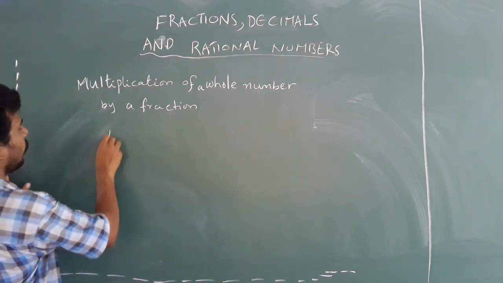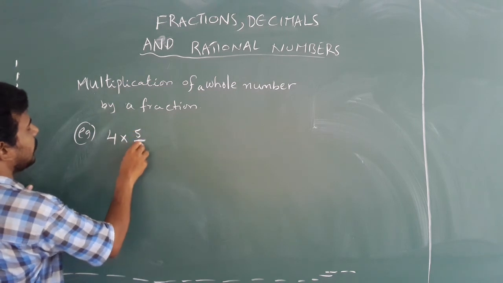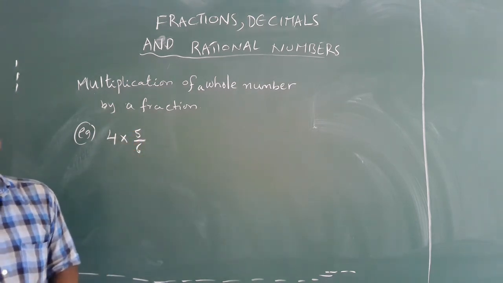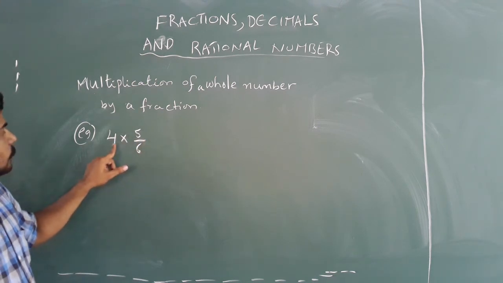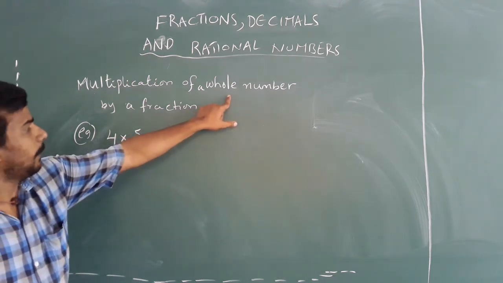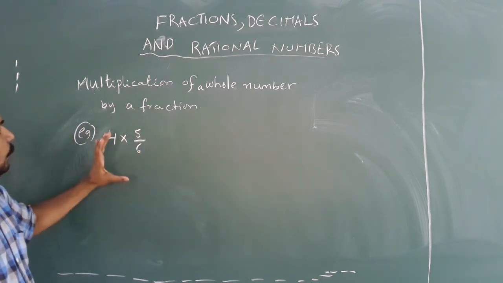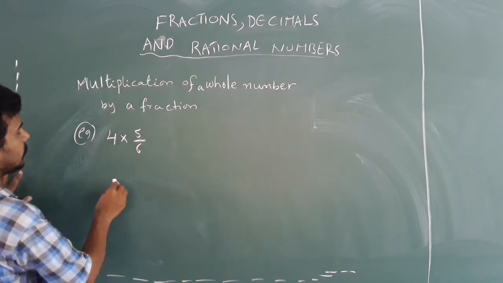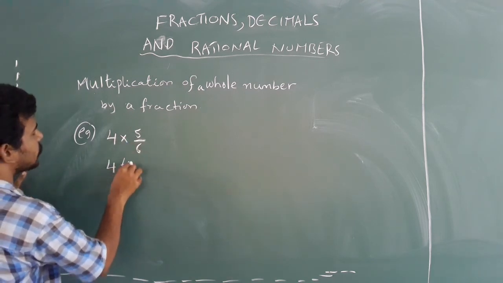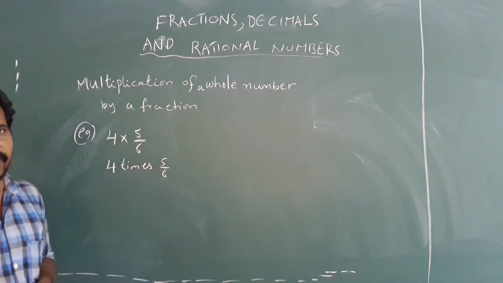For example, 4 into 5 by 6. Here 4 is the whole number and 5 by 6 is the fraction. So how to do this given sum? Take 4 into 5 by 6, which means 4 times 5 by 6.